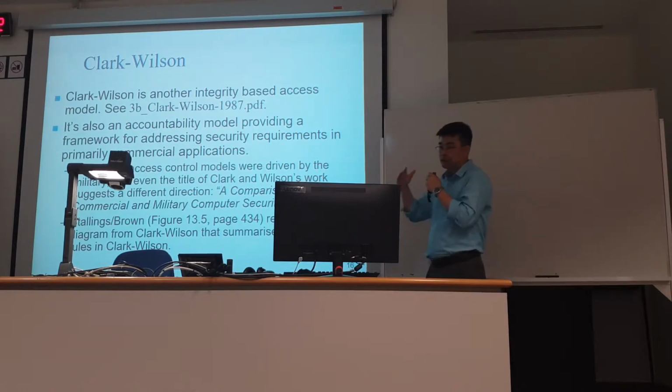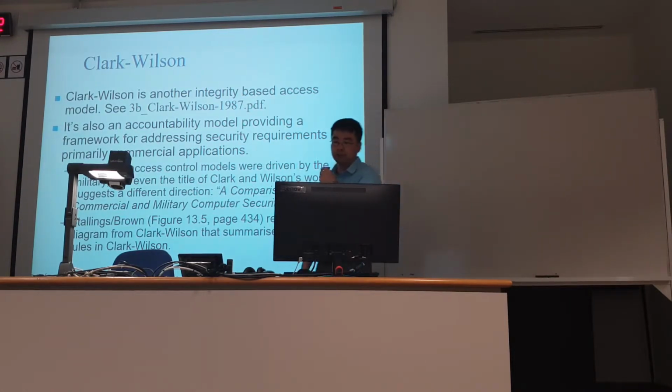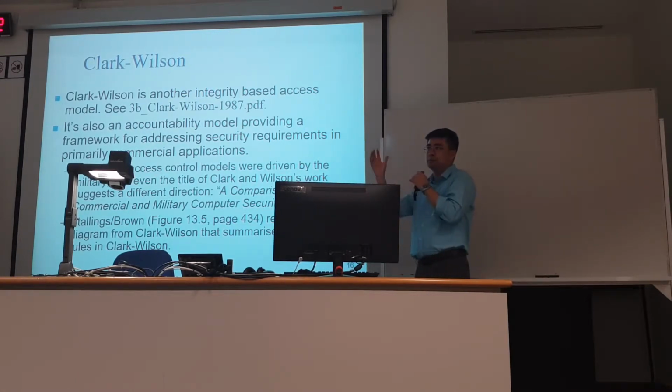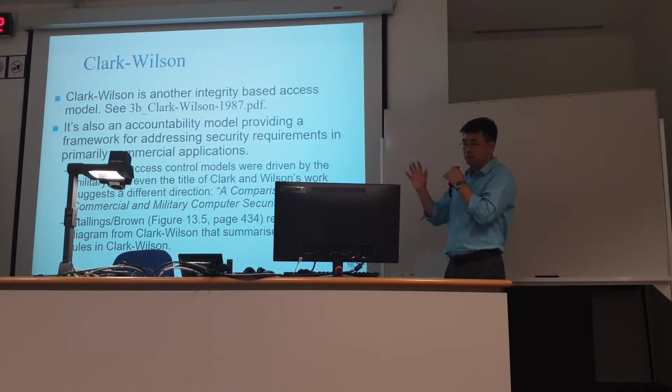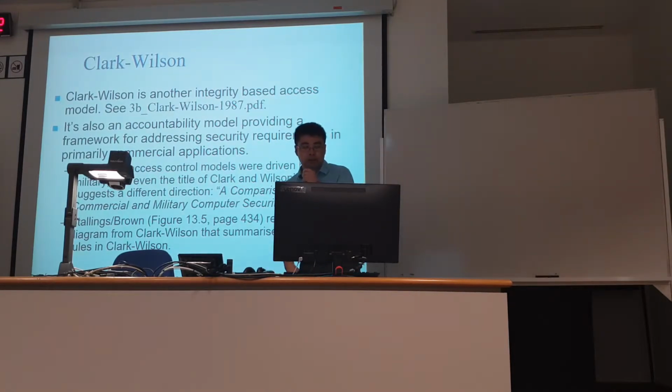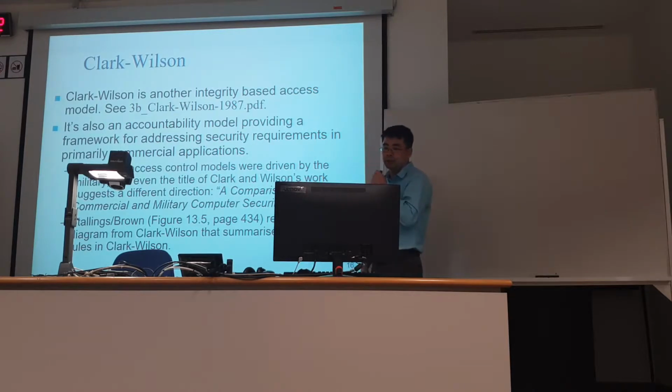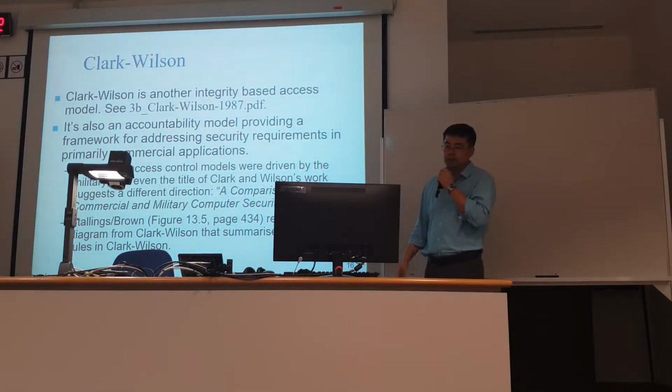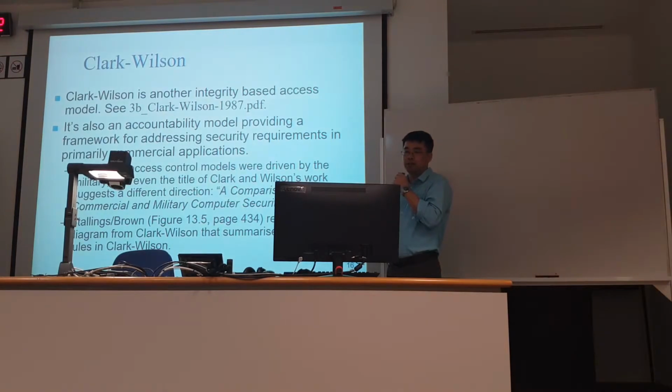So the BIBA model is basically the opposite, the reverse of the BLP model, because we want to make sure information will not flow up in that multi-level model. So BIBA is also a multi-level model, and BLP is also a multi-level model, because we have multiple levels defined for different subjects and objects. And then this Clark-Wilson model is also an integrity model, but it's not a multi-level model. Because we are talking about integrity, we just briefly introduce this one, so we just quickly go through it.